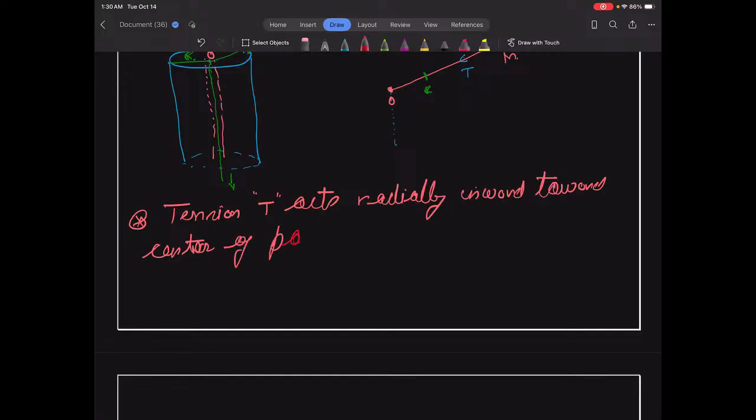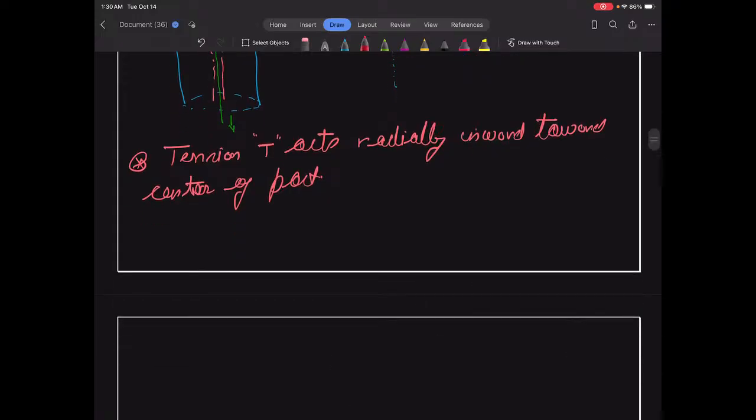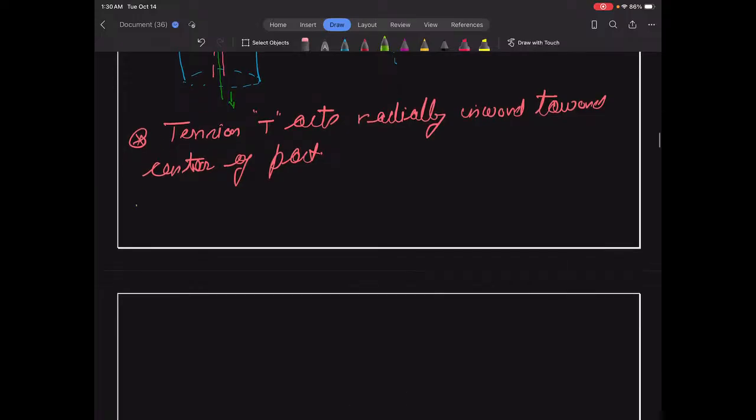Center of the post. Okay. And so obviously, this makes the force tension, which we can also call a central force. And next we are going to determine the torque as well as the angular momentum, which will be because of the conservation.